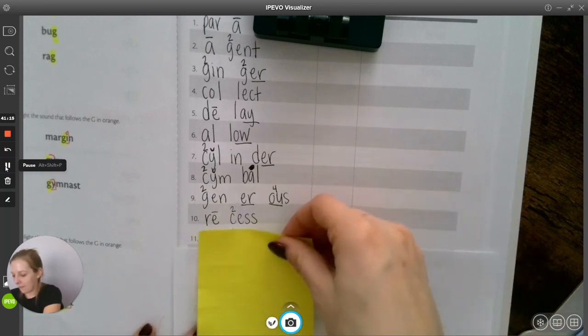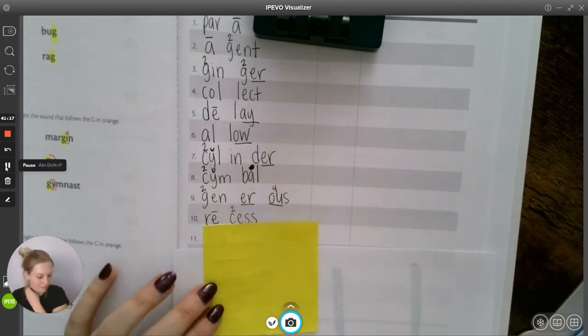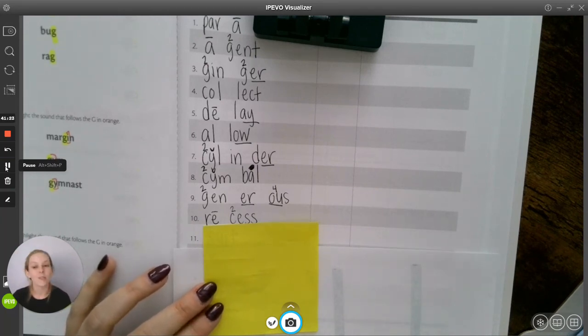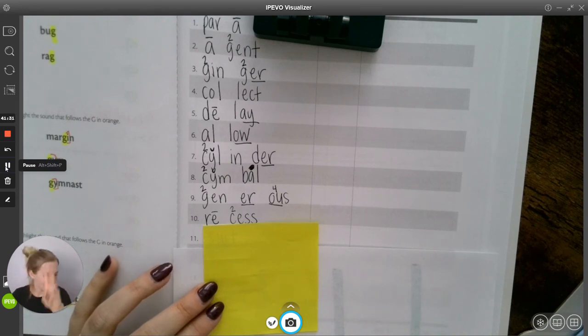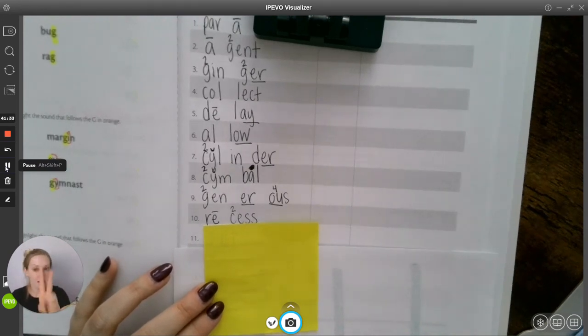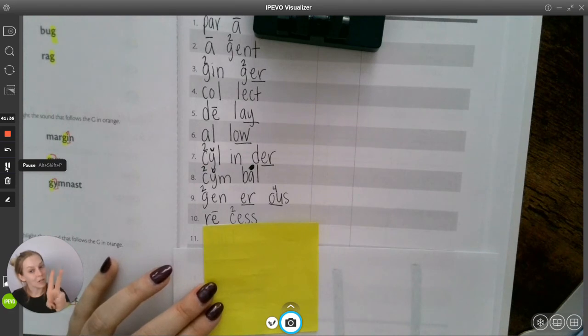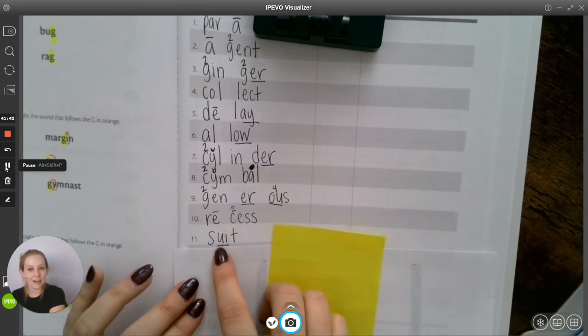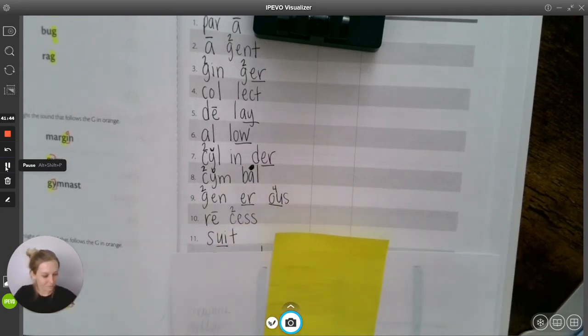Number 11, suit. I need to wear a suit to the meeting. One syllable here, so sound it out. S-oo-t. Finger spell. S-z. 2-letter oo that may not be used at the end of English words. T. That 2-letter oo was our new one. U-I. Underline it. Good job.